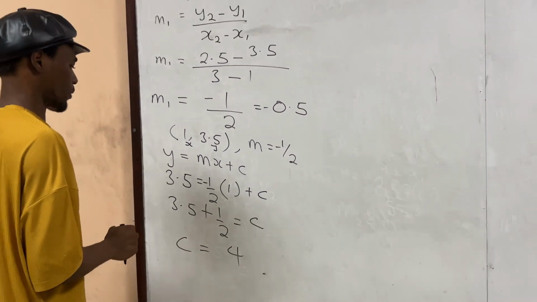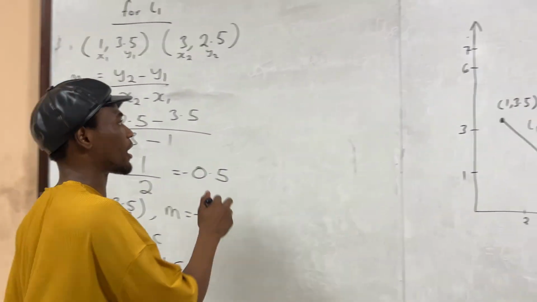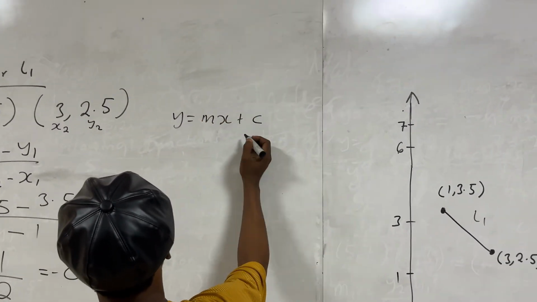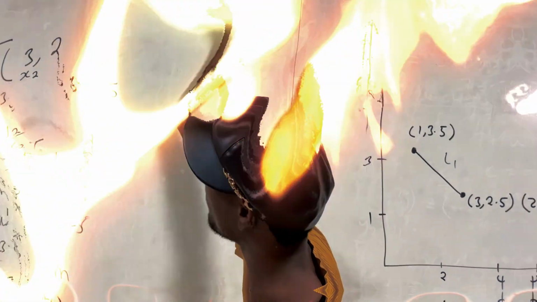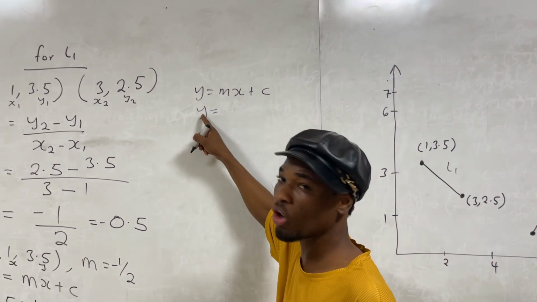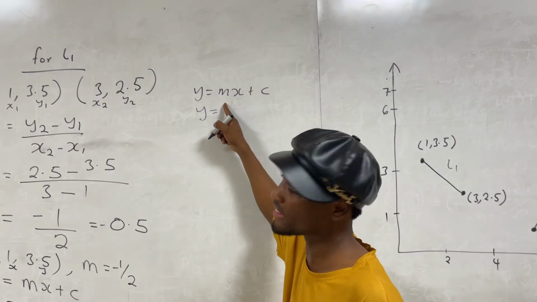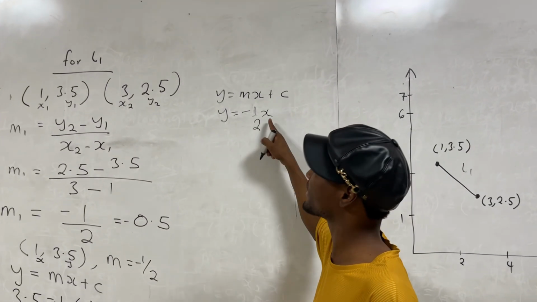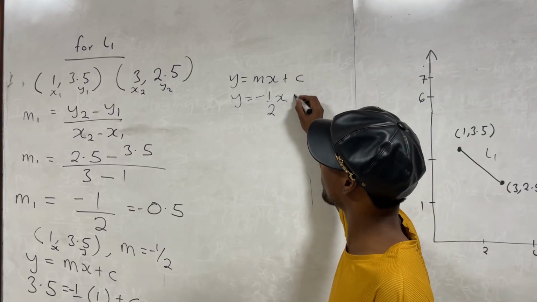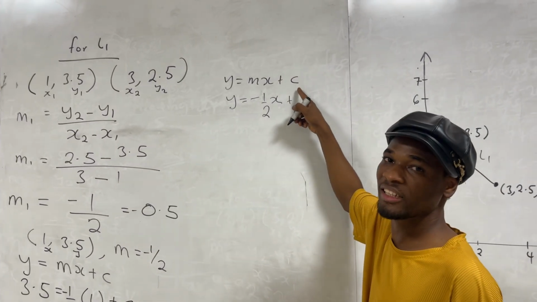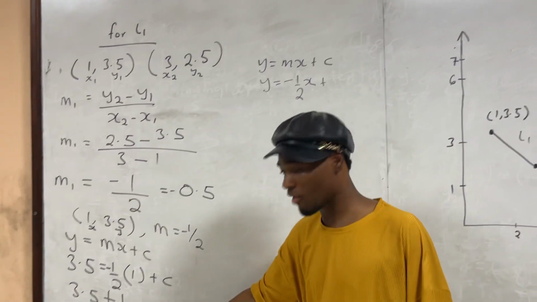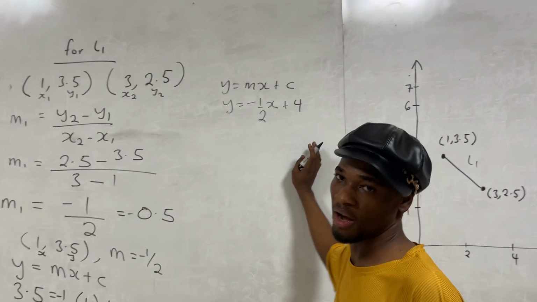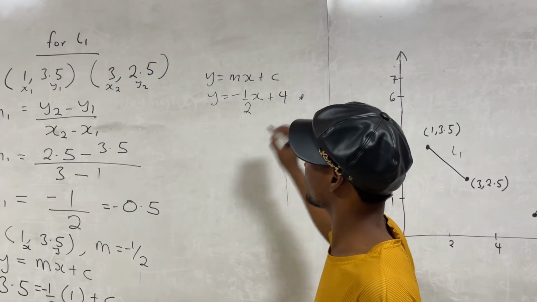Good. What do we do now? Let's write our formula. You know that y is equal to mx plus c. You maintain your y, then you maintain your x. Do I know the gradient? Yes, the gradient equals negative half, then times x. I maintain x and I maintain my y. Then plus my c. My c is my 4. Okay, so 4. I'm done with the first one.